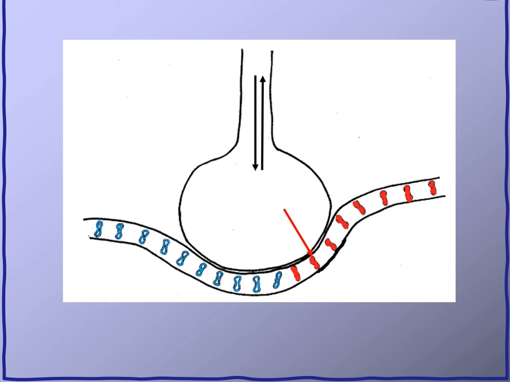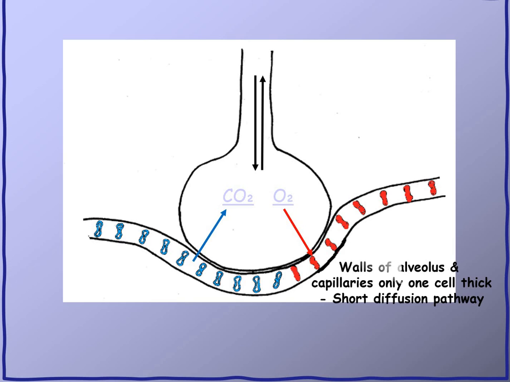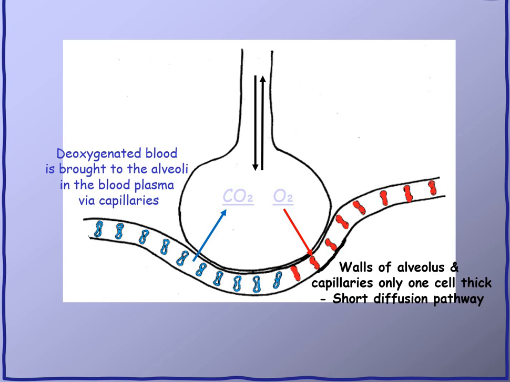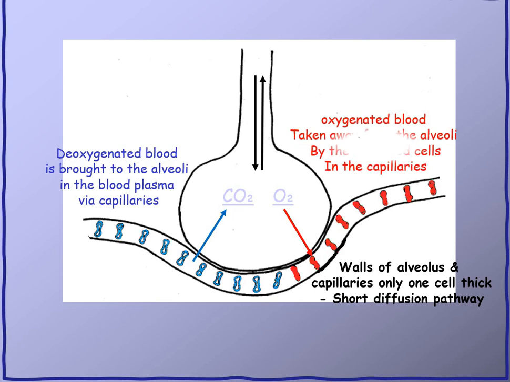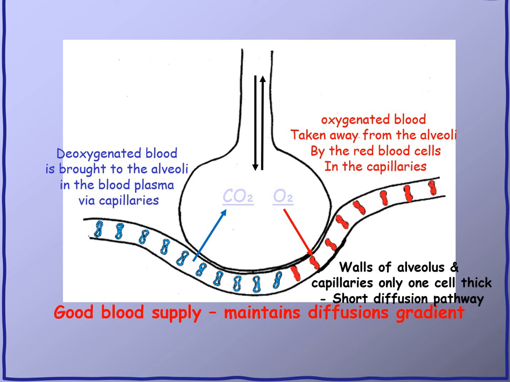So you can see that oxygen diffuses from the alveolus into the blood. Carbon dioxide goes from the blood plasma into the alveolus. And key things are that the walls of the alveolus and capillaries are only 1 cell thick, so they have a short diffusion pathway. Deoxygenated blood here is brought to the alveolus in the blood plasma via the capillaries. And oxygenated blood is taken away here from the alveoli by the red blood cells in the capillaries.